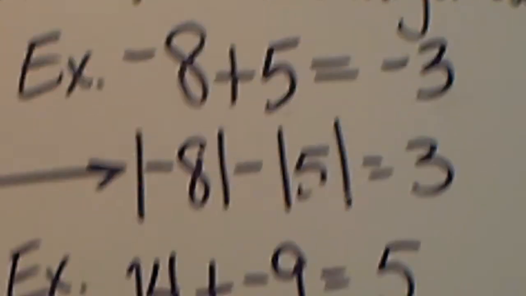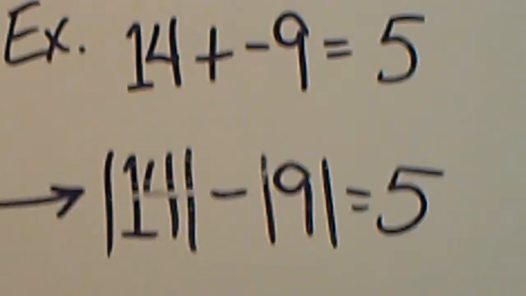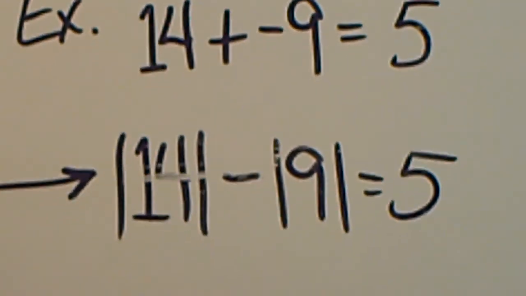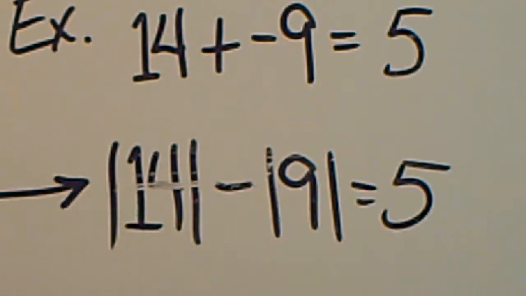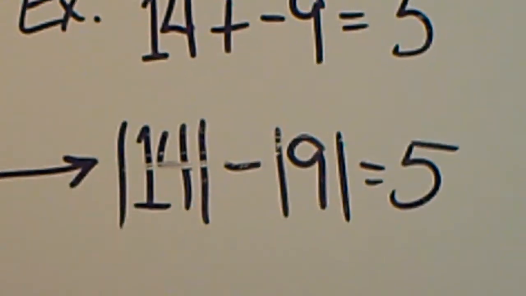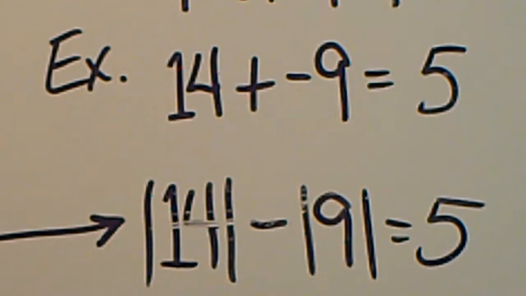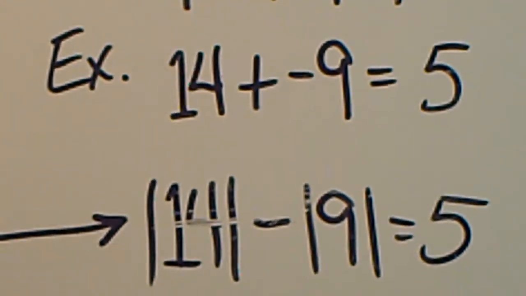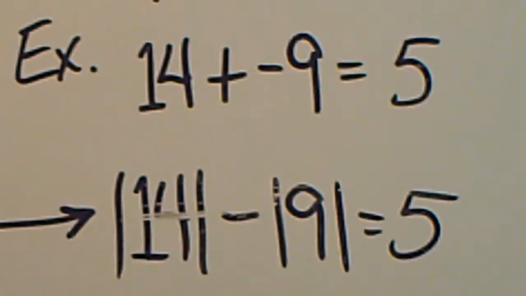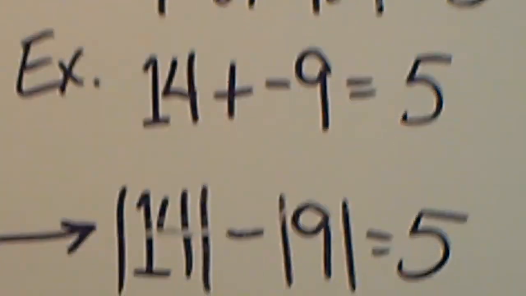Okay, here's my second example. I have 14 plus -9. Well, the answer to 14 plus -9 is 5 because the absolute value of 14 is 14 minus the absolute value of 9, which is 9. 14 minus 9 is 5. Now, since the absolute value of 14 is larger than the absolute value of -9, we keep the sign positive in the answer.